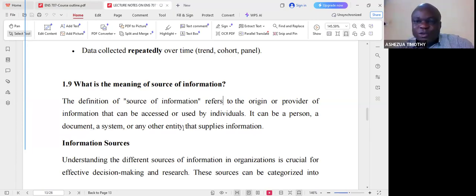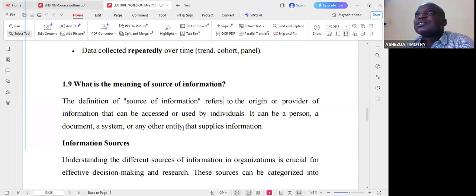So the originator of an information is called the source of information. The person that provides that original information from the first instance, the originator of an information, is the source of information. So that's why I said source of information refers to the origin, provider of information that can be accessed or used by individuals.